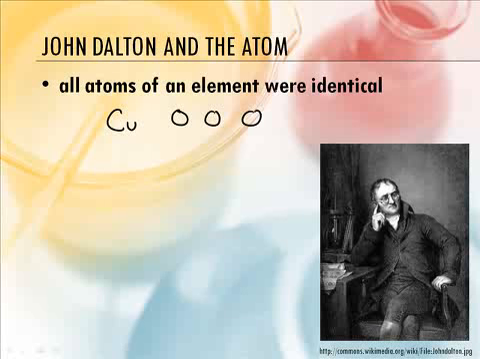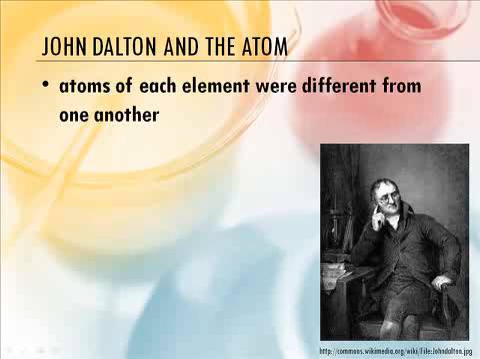And it turns out he was actually wrong about that. That is not exactly true. And he was actually wrong about the first one too. He said they were tiny and indivisible, and we've actually figured out that they contain parts. We'll get to that. And atoms of each element were different from one another. He was correct about that. So a copper atom is different than a sodium atom, which is different than a neon atom, and so on. So you kind of get the idea.